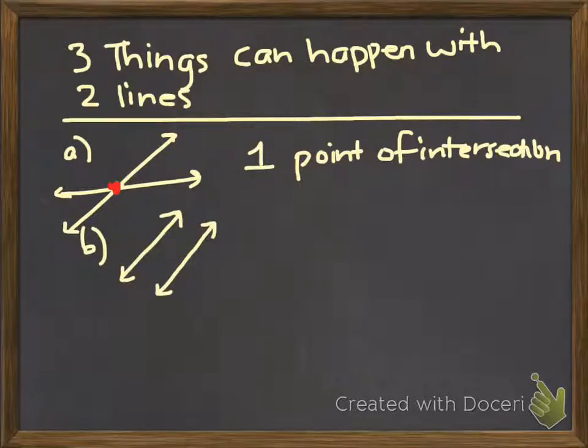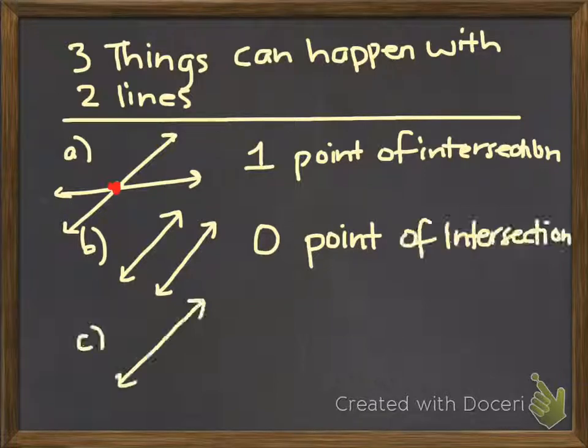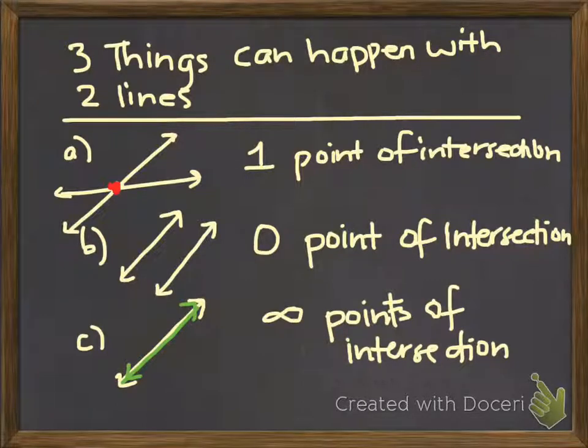Or we can have parallel lines, part B. We can have two lines that are parallel, they have the same slope, and they never meet, so they have zero points of intersection. They never cross. Or the third option is to have one line be on top of another line, so that would be the same line twice. And that would mean that they have infinite points of intersection because it's the same line.